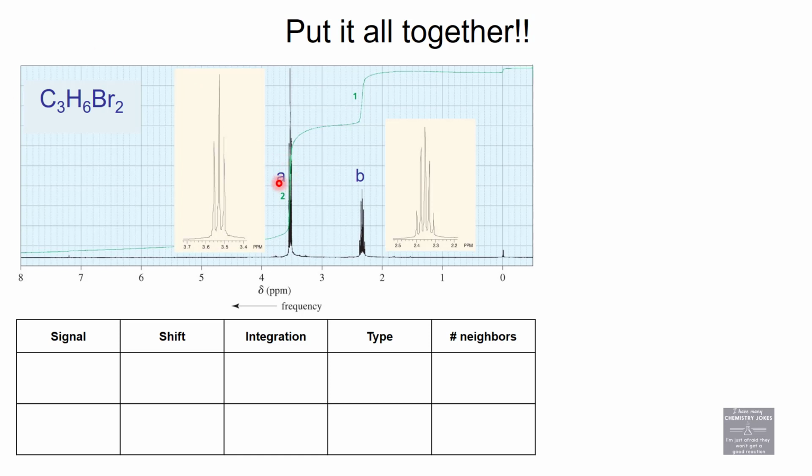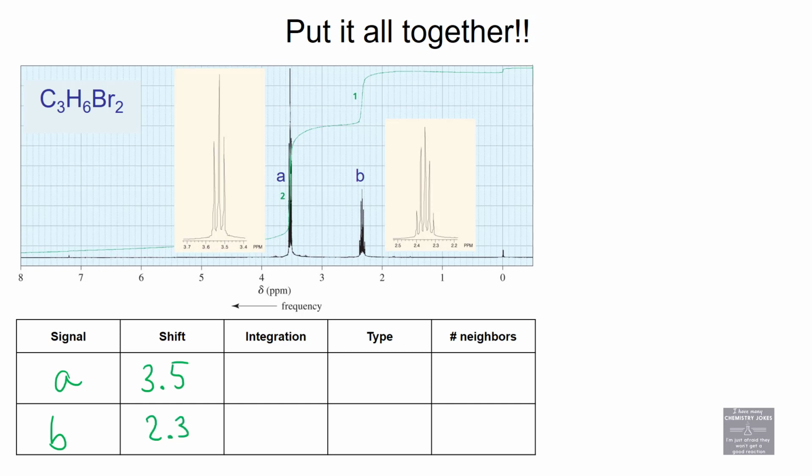So I see two signals in this NMR, and the first thing I do is label them A and B. I told you before I use letters for my proton NMR. And then I come down here to my table and say signal A, signal B. The next column is shift. That's chemical shift. We don't have to be super accurate, but A is around 3.5 and B is around 2.3.